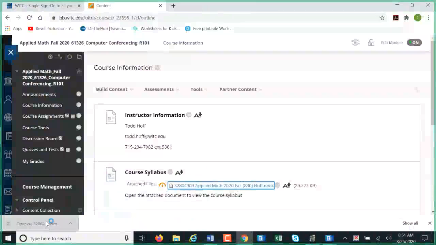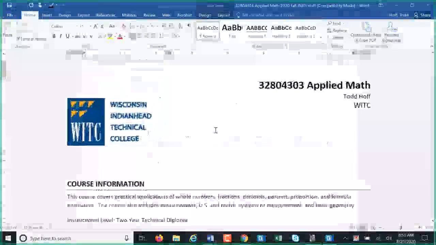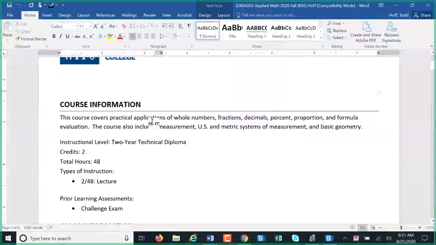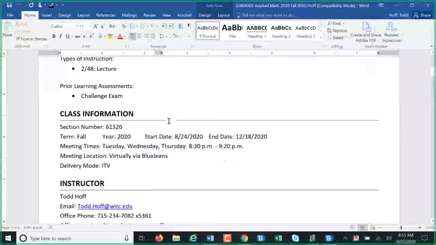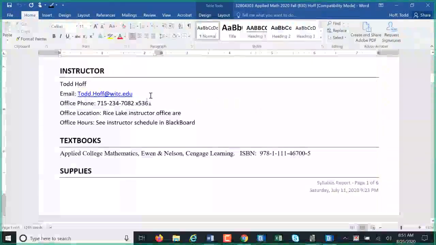Okay, so let's get to the syllabus here. The syllabus has a lot of the same information we've already discussed, so we'll fly through it pretty quickly. This is applied math, which means it's fractions, decimals, percents, basic formulas, and a lot of measurement and some basic geometry. It's for several programs: auto technician, dairy herd, welding, and a few other programs that take this course. You're here, so you don't need to know when and where it meets. There's my contact information again.